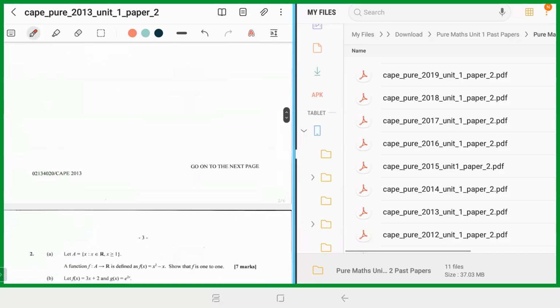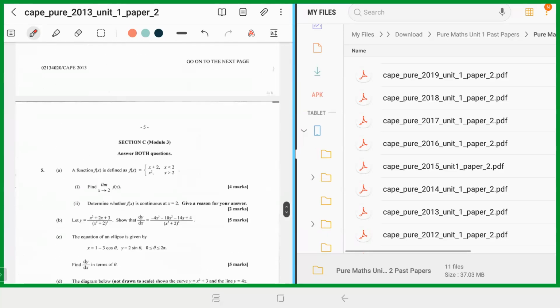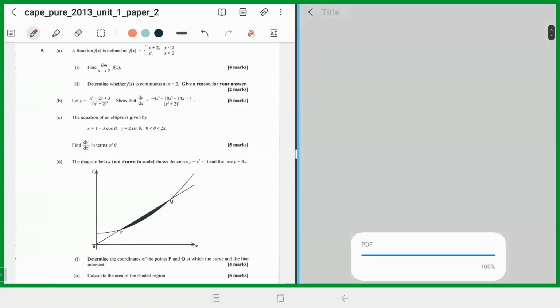Yeah, come on, every paper now, guys. The syllabus is a longish syllabus. Everything can come on. So let's look at 2014.